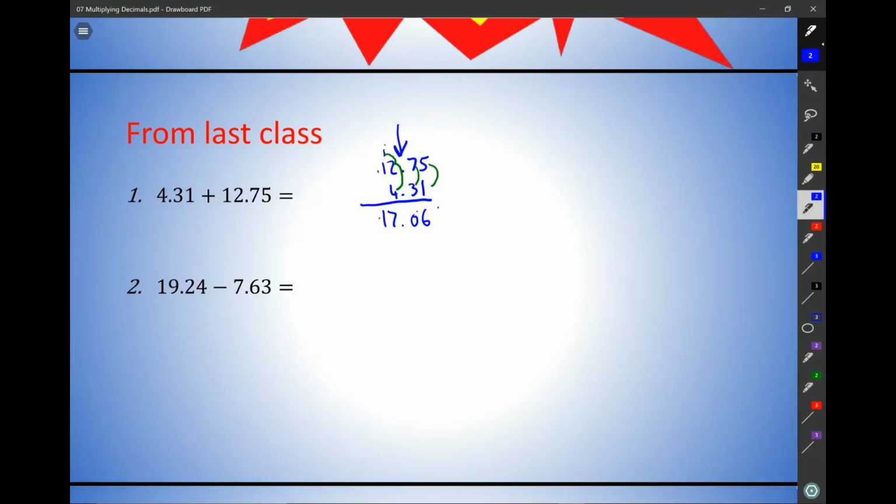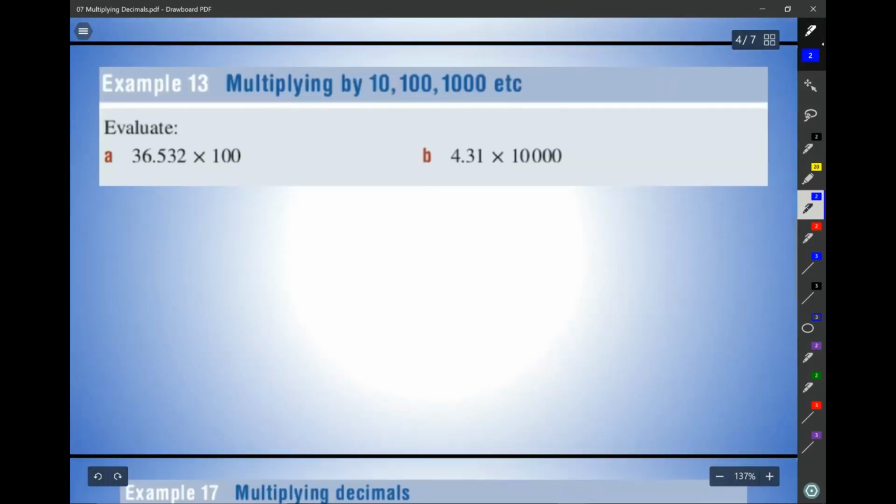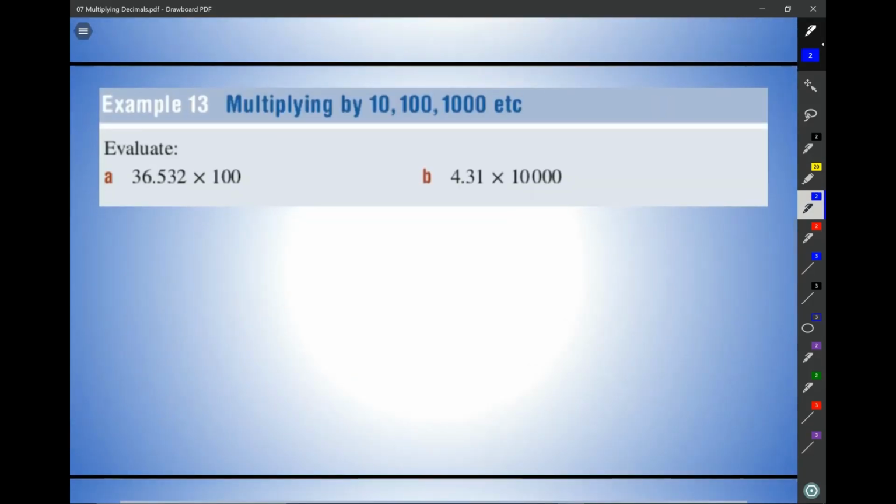Right, and the process is very similar for subtraction. We keep our decimal points lined up. And we subtract. 4 minus 3 is 1. 2 minus 6, can't do that. 12 minus 6 is 6. 8 minus 7 is 1. 1 minus nothing is 1.